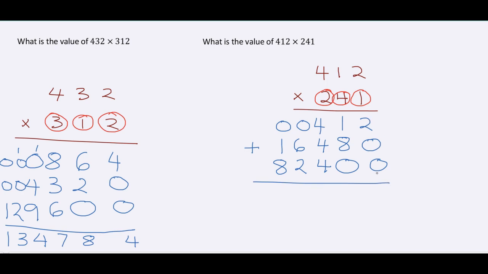2 plus 0 plus 0, we have 2. 1 plus 8 plus 0, we have 9. 4 plus 4, we have 8. Plus 4, we have 12. So we have a 2 here, and we bring up a 1. 1 plus 6, 7. Plus 2, we have 9. 0 plus 1, we have 1. Plus 8, we have 9.